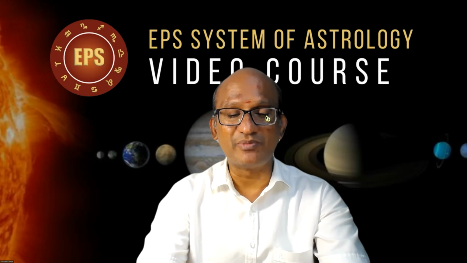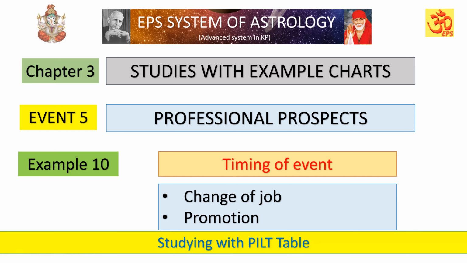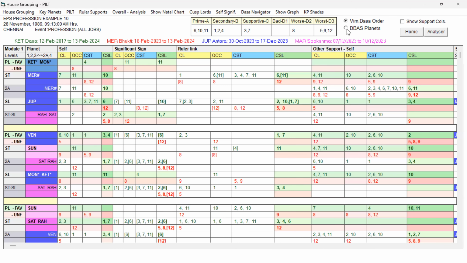Now let us examine with the help of the PILT table. Example 10, timing of event, change of job and promotion. We are going to study with the help of the PILT table in this video. This is the birth chart of that male native. We had a detailed discussion in the previous video with the help of the EPS table. Now we are going to study the change of job periods and also promotion period with the help of the PILT table through the key planets. Let me take you to the PILT page and we will discuss.